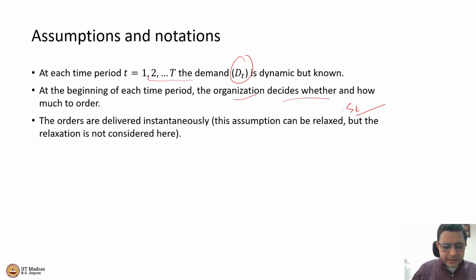We are not going to restrict that the organization should order for each time period in that time period itself. We are not even saying that the organization should order for the next three time periods in this time period. Let that be an optimization decision.